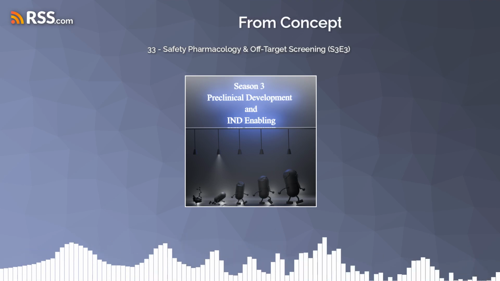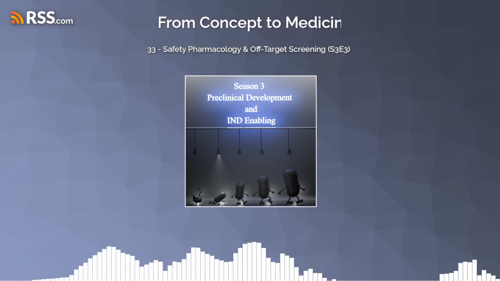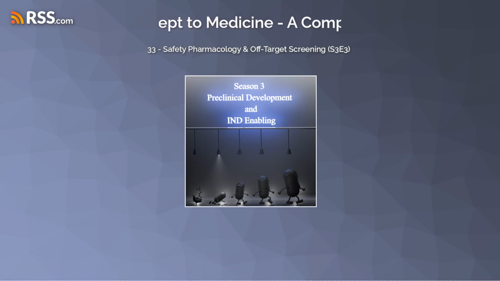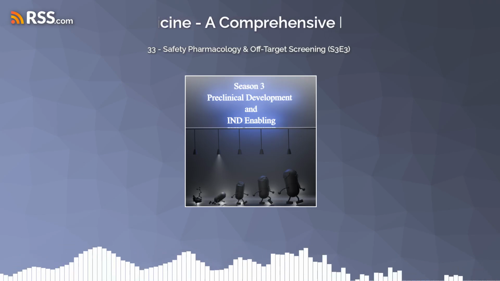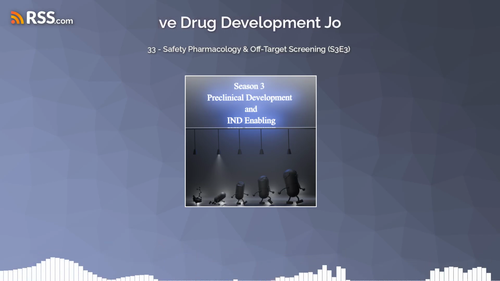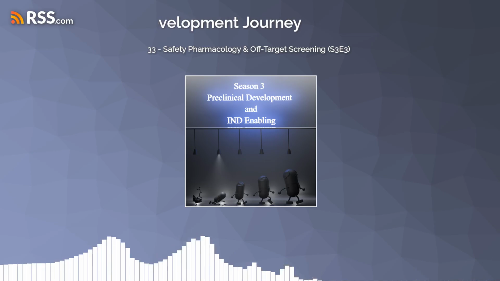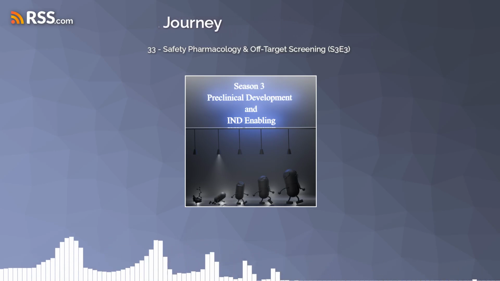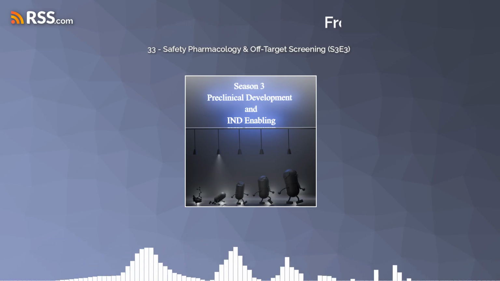Today we're going to be looking at early safety testing in drug development, specifically safety pharmacology and off-target screening. Sounds pretty intense. It is, actually, because it's all about making sure new drugs are safe before they even get near human trials. Catching those problems early is key.